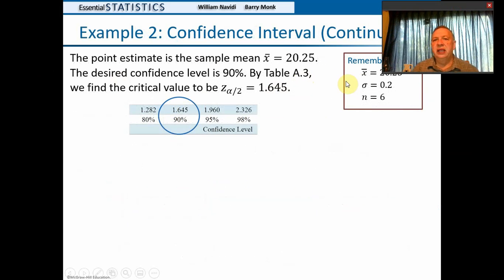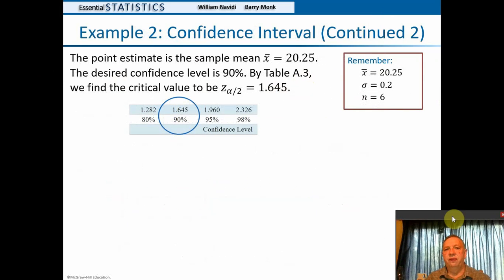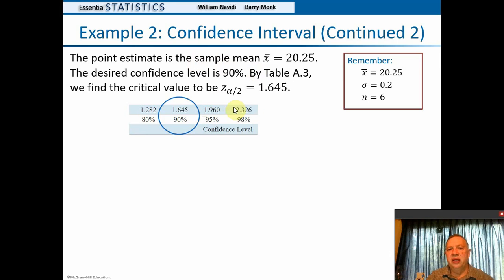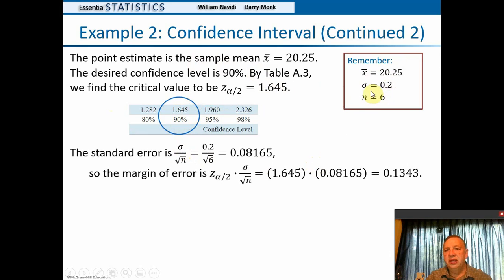And we're going to find the critical value for 90%. So I go into the table that we worked with earlier. Here's 90%, 1.645. That's our critical value, and here's all the other stuff. So we're going to have to find the standard error, sigma over the square root of n. That's the 0.2 divided by the square root of 6. That gives us 0.08165. The margin of error is that standard error times that critical value, and that gives us 0.1343.